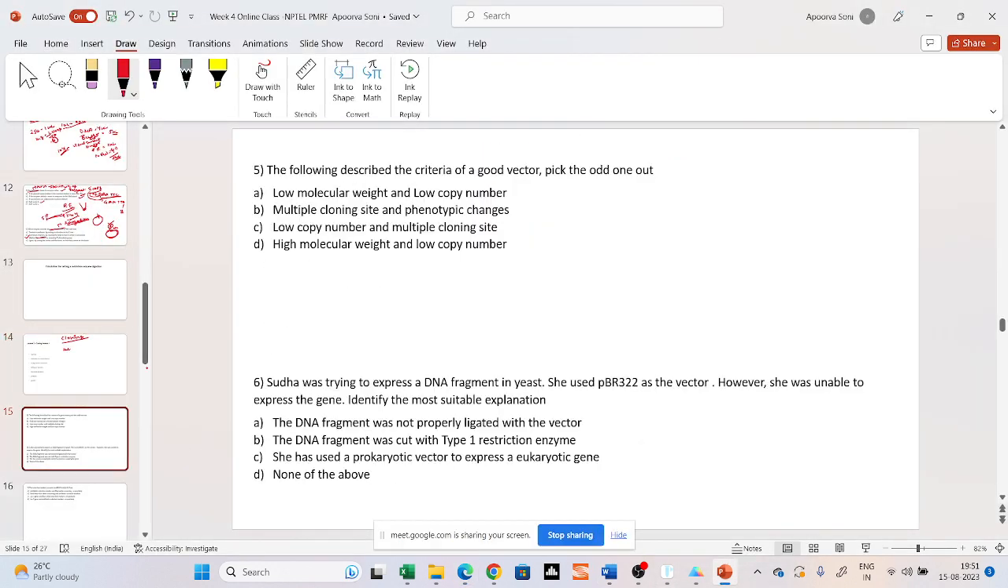The following describes the criteria of a good vector. Pick the odd one out. Tricky one. Now, tell me the answer. These are the options. Tell me the right answer. Ma'am, option A. No, option A is not the correct one.